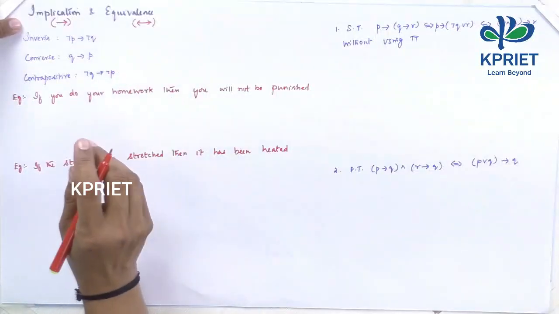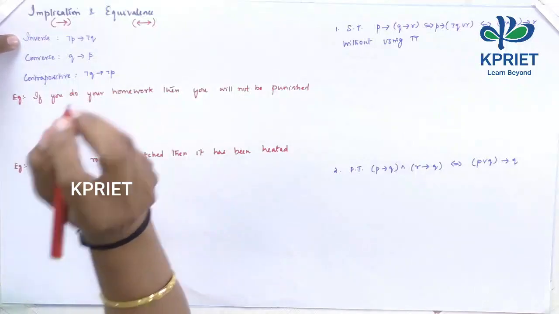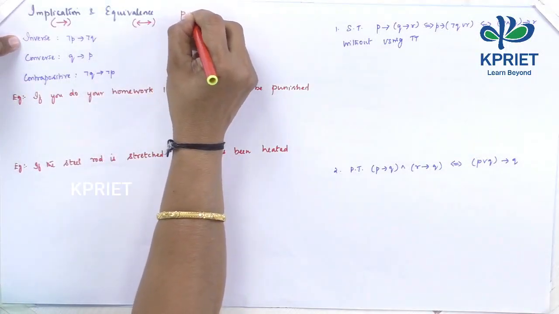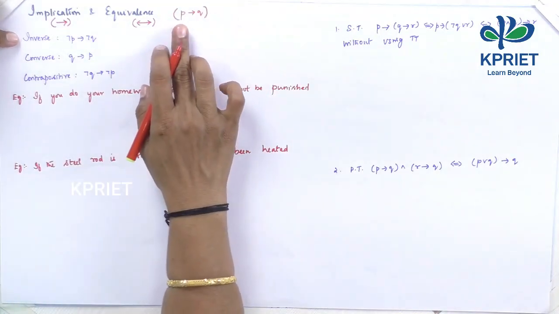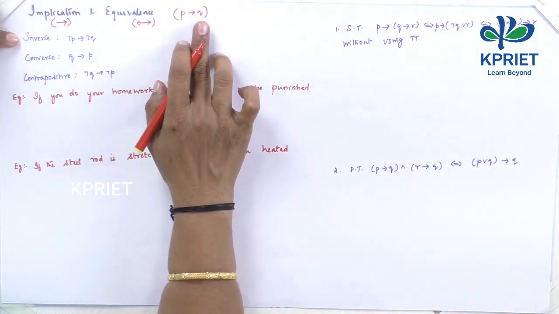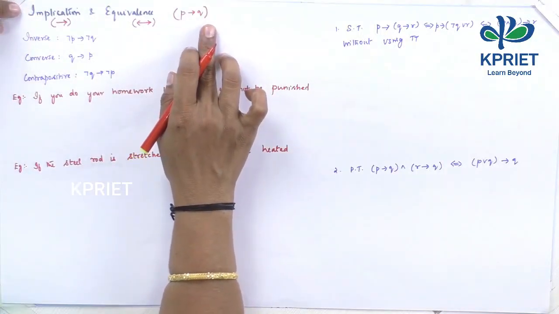So now let us see implication and equivalence. Suppose a statement is given, say P conditional Q. If this is so, then this is also so. That is what is meant by P conditional Q.